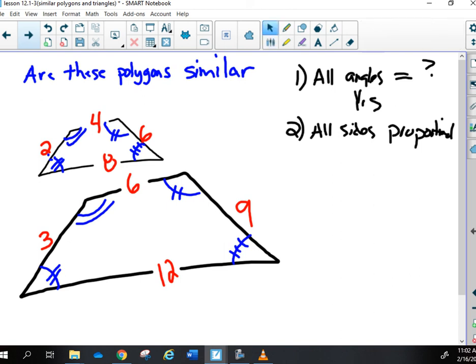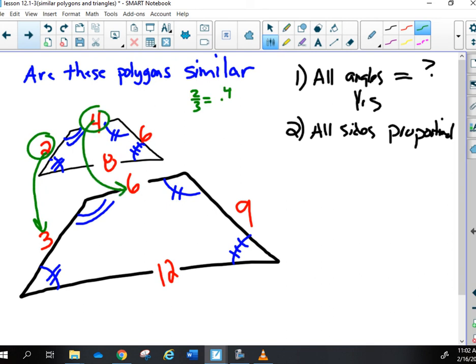So we have to do the long method of, all right, is 2 over 3 equal to 4 over 6? Cross multiply. 3 times 4 equals 2 times 6. 12 equals 12. So that's one set.